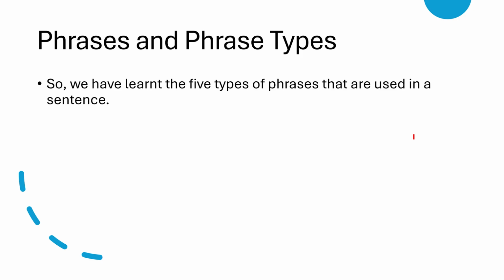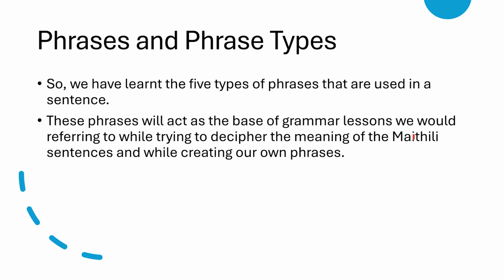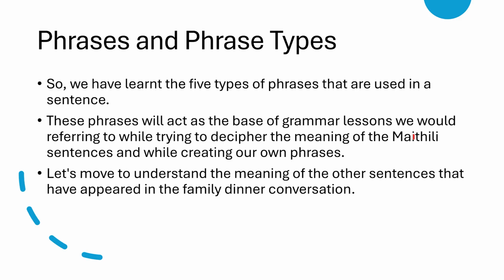So, we have learned the 5 types of phrases that are used in a sentence. These phrases will act as the base of grammar lessons we would be referring to while trying to decipher the meaning of Maithili sentences and while creating our own phrases. Let's move to understand the meaning of the other sentences that have appeared in the family dinner conversation.